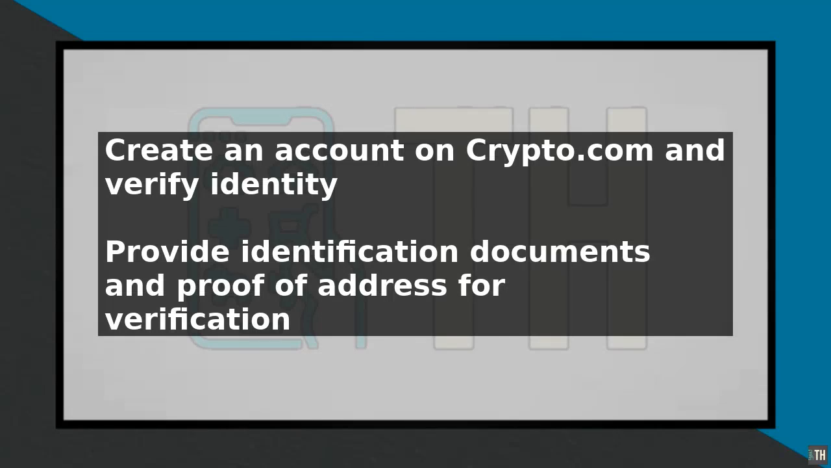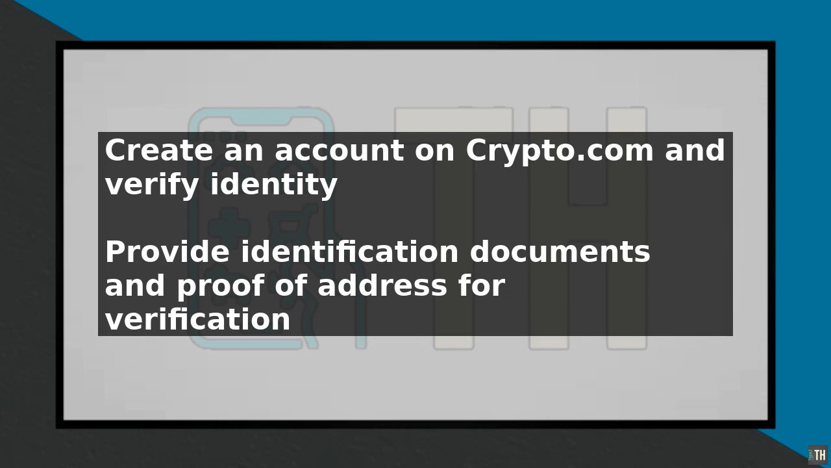Converting fiat to crypto on Crypto.com is a straightforward process that can be completed in a few steps. To begin, you need to create an account on Crypto.com and go through the verification process. This involves providing identification documents and proof of address to comply with Know Your Customer and anti-money laundering regulations.